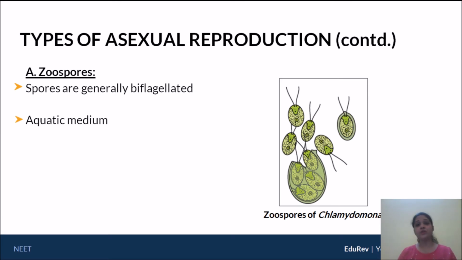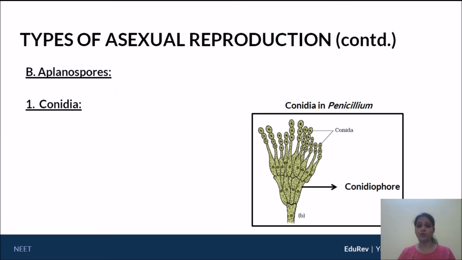Now, what we really need to focus on are the types of planospores. Generally speaking, there are two types of planospores that we study. One is called conidia, the other one is called sporangiospores. Now we need to understand what the differences are between conidia and sporangiospores. So first we start with conidia. Conidia is a type of spore that is often seen in kingdom fungi. I'm sure you have studied the different parts of fungus being hyphae, mycelium, etc.